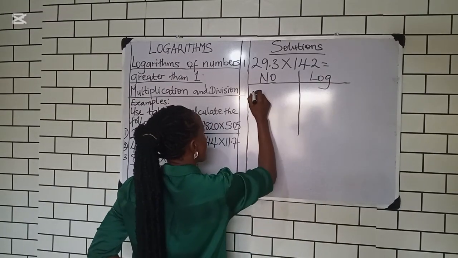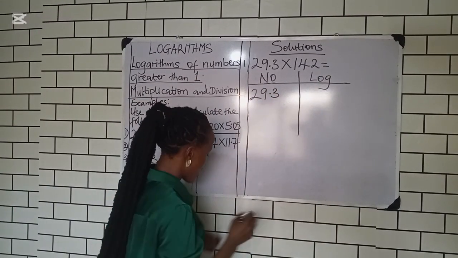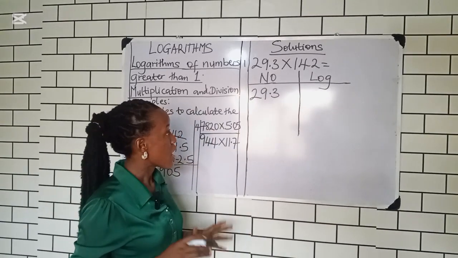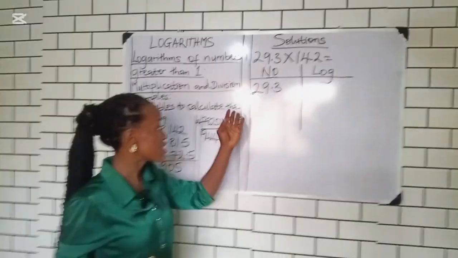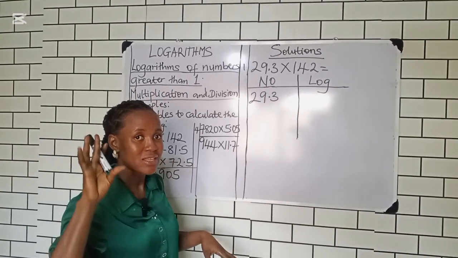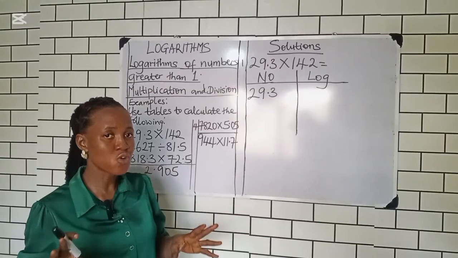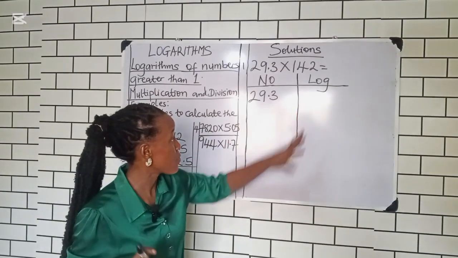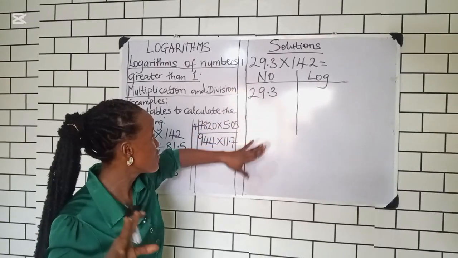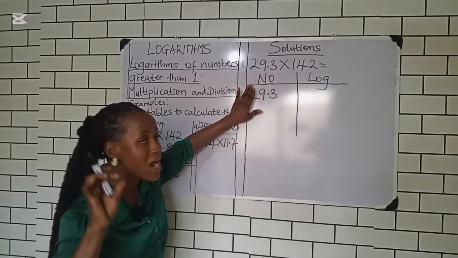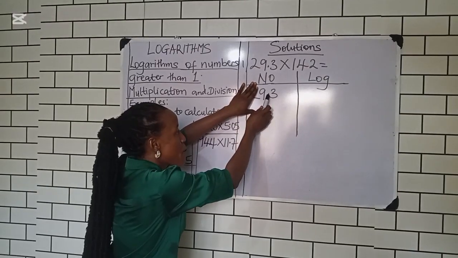Now, the first number here, we have 29.3. Remember what I told you? We are getting our characteristic part from the power of 10 after writing this number in standard form. Or another method of getting your characteristic part is to leave the first number, don't count it, and count the numbers that follow it before the decimal point.